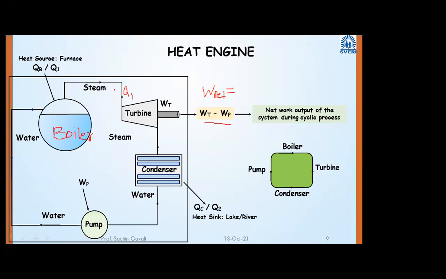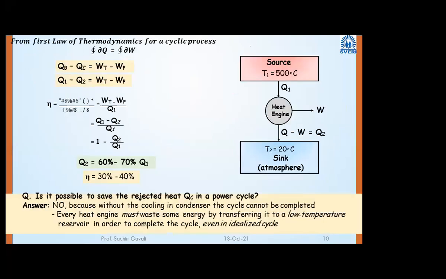WT minus WP, and heat as input. So this is one of the heat engines; the steam power plant is one of the heat engines, the steam engine. Here is the source. What does source mean? A thermal reservoir which is at high temperature. So the heat engine is always taking heat from the high temperature source, developing W amount of work and rejecting Q2 amount of heat. So this will be Q2.